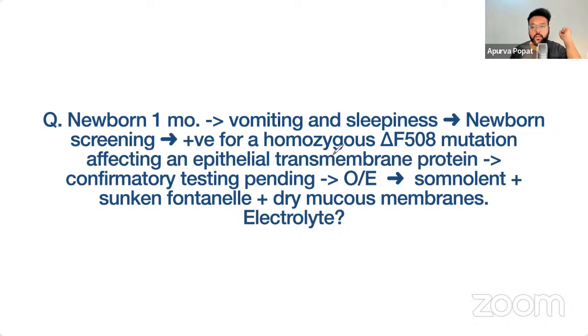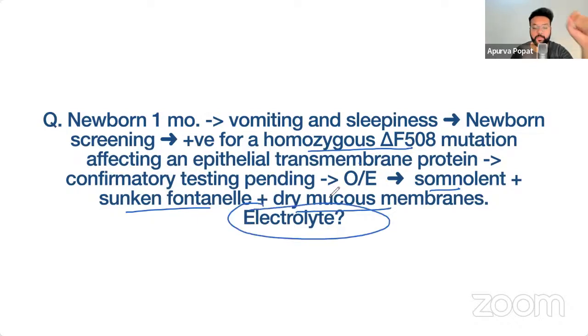But anyways, let's say you assume that this patient is having deletion of 508, and on examination is somnolent, he is having sunken fontanelle, dry mucous membrane. Which electrolyte abnormality would you expect in the baby of cystic fibrosis? Which electrolyte abnormality would you expect in patients of cystic fibrosis?